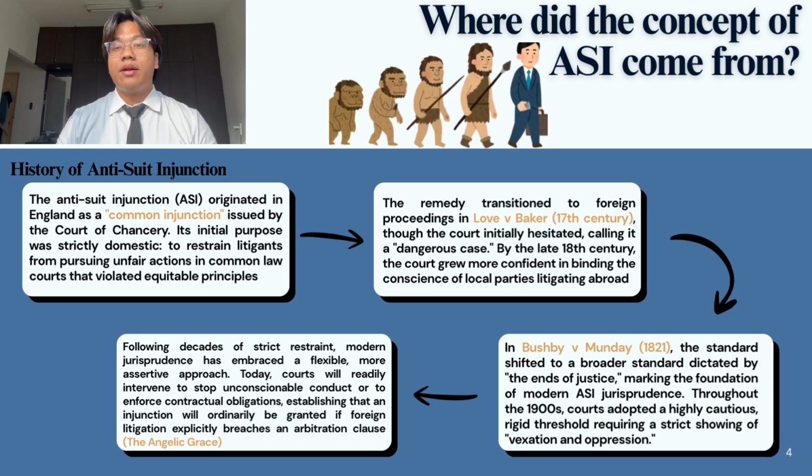By 1821, Bushby v Munday broadened the standard to serve the ends of justice, and after a period of strict caution in the 1900s, today's courts take an assertive approach. As established in The Angelic Grace, modern courts will readily grant an injunction if foreign litigation breaches an arbitration clause. With this foundation set, Rajan will now discuss how this evolved within the European Union.